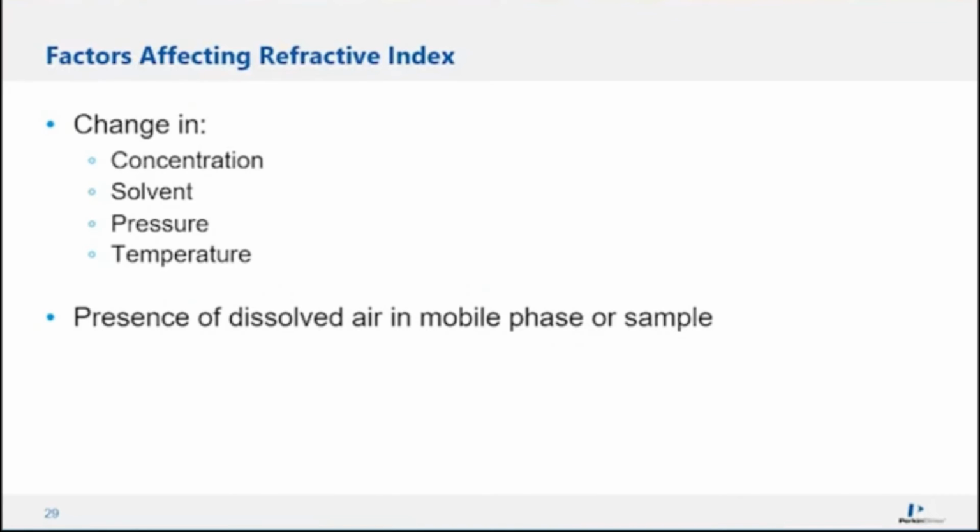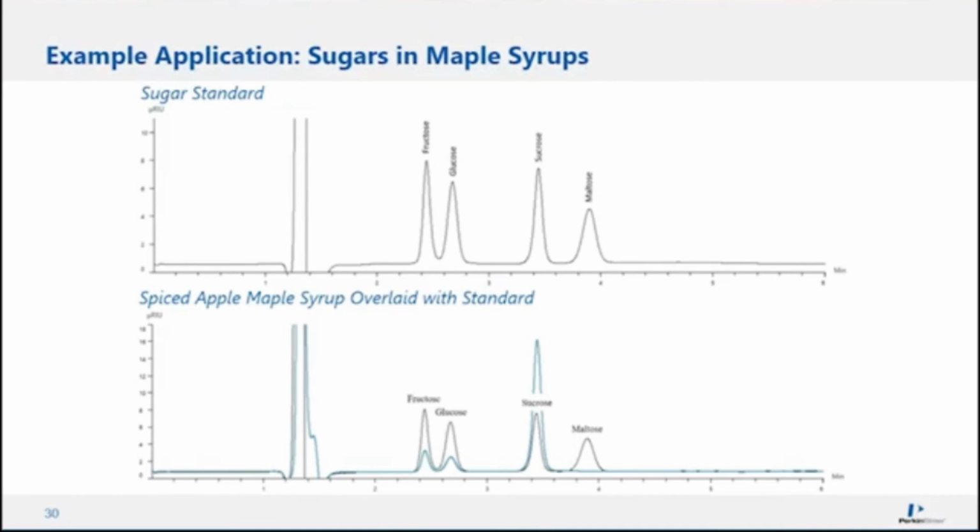This is an example of two refractive index chromatograms looking at sugars and maple syrup that show the detection of carbohydrates that would not generally be detectable with the previous two detection modes that I have mentioned. On the top one, we have a sugar standard with fructose, glucose, sucrose, and maltose. And the bottom is a spiced apple maple syrup that's overlaid with a standard. We can see that the main component of that particular maple syrup is sucrose. There's a little bit of fructose and a little bit of glucose, but there is no maltose present.